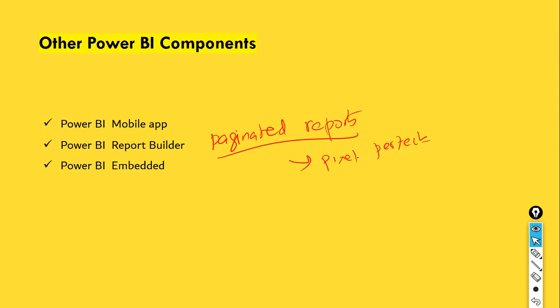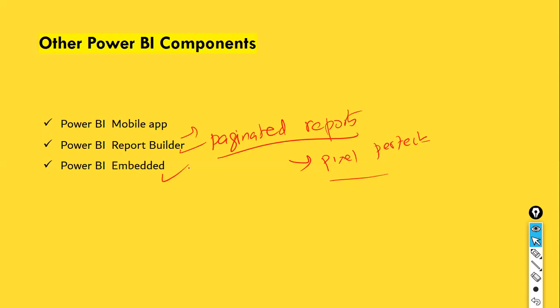The resolution. For example, you want to print your invoices, delivery notes and receipts. In that kind of situation, obviously you will look for a good resolution, a high resolution. You can go for the report builder to get a pixel perfect printout. So you can create paginated reports, which are nothing but the pixel perfect reports that you can generate with the help of the report builder. Even the report builder involves licensing cost.